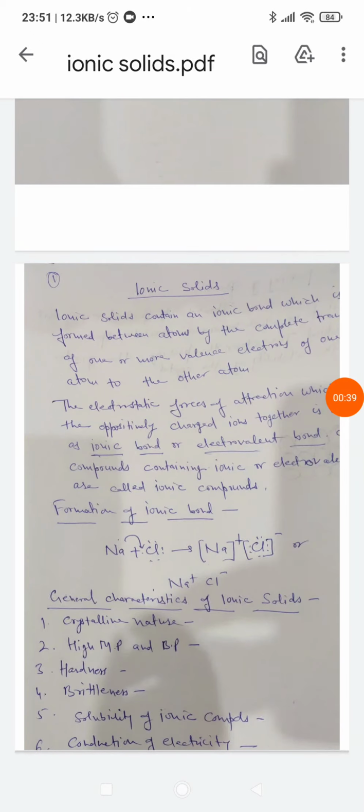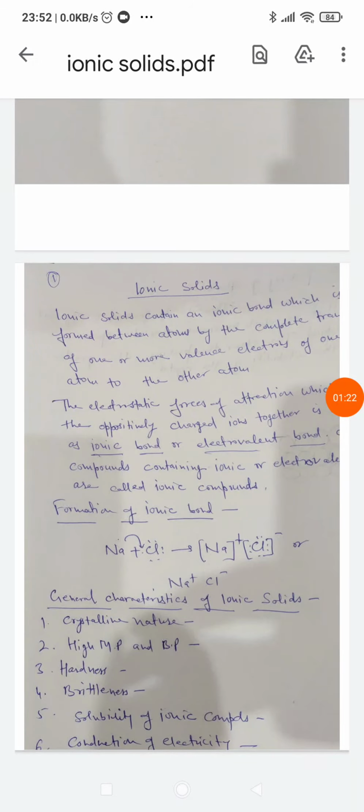The atom which loses the electrons acquires a positive charge and the other which gains the electrons acquires a negative charge. These two oppositely charged species come closer due to electrostatic forces of attraction and form an ionic bond. The electrostatic forces of attraction which hold the oppositely charged ions together are known as ionic bond or electrovalent bond. The compounds containing ionic or electrovalent bonds are called ionic compounds.